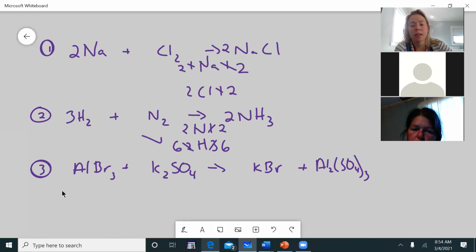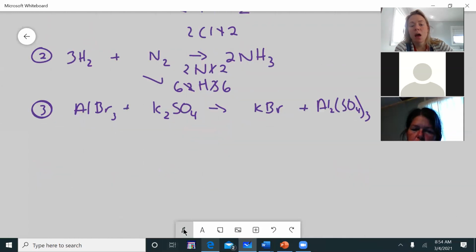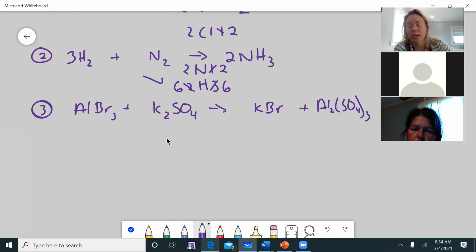This last one down here, this one's kind of messy because it has a polyatomic ion in it. But if you notice, the polyatomic ion stays intact, right? It doesn't break up into sulfur and oxygen. It stays SO4 as a packet. So what I'm going to do is treat it as a packet. So I have aluminum, I have bromine, I have potassium, and then I have sulfate, SO4. And I can keep that as a unit because it doesn't, again, change.